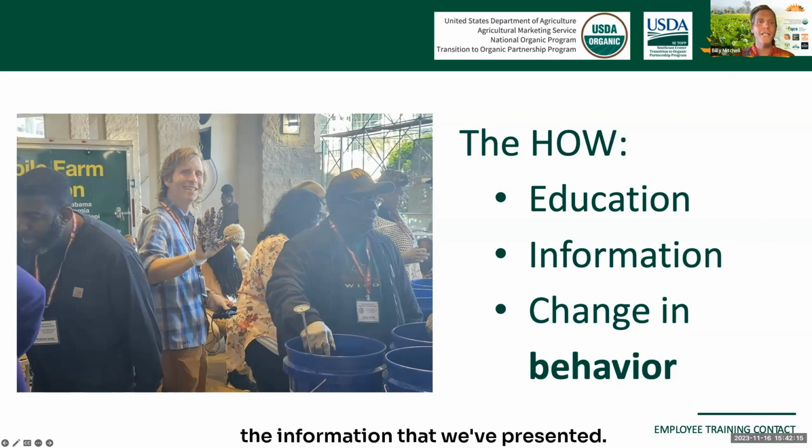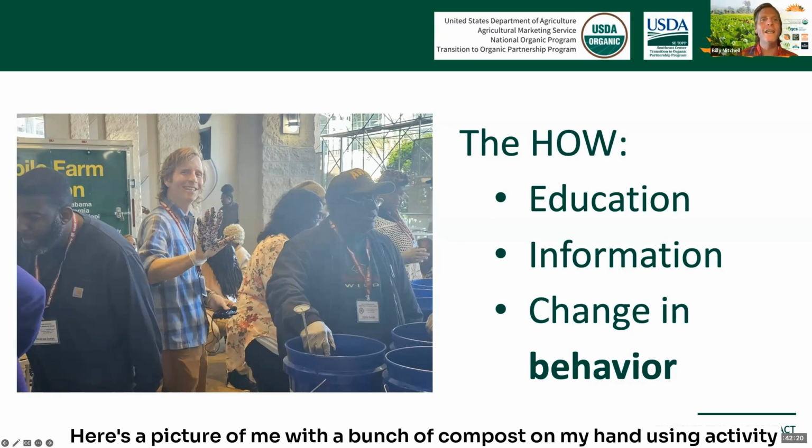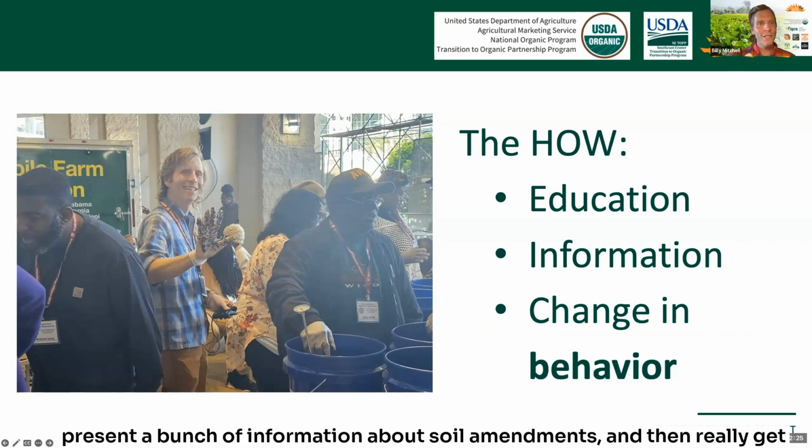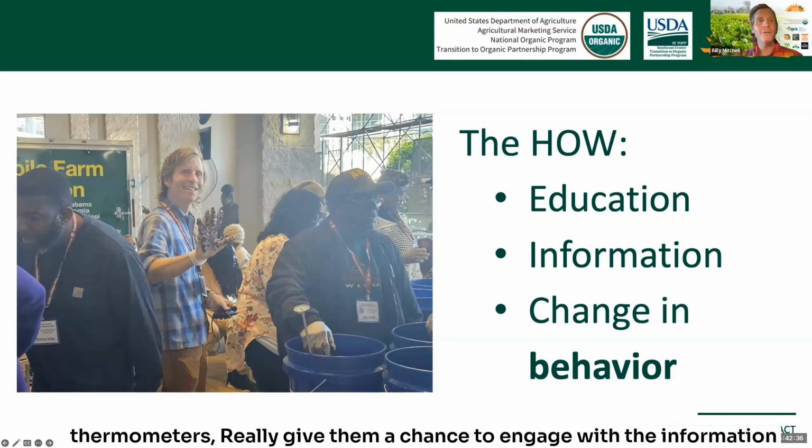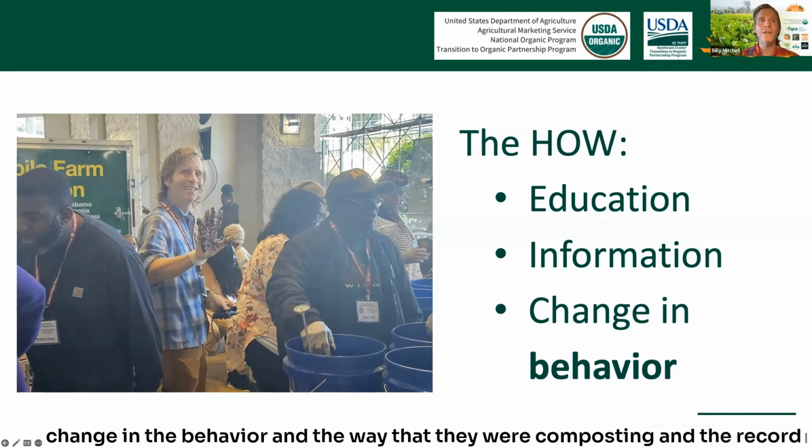we presented. Here's a picture of me with a bunch of compost on my hand, using an activity that the Produce Safety Alliance helped develop, where I had a chance to present a bunch of information about soil amendments, and then really get out there with these producers and squeeze some compost, look at some thermometers, really give them a chance to engage with the information. And hopefully they went back to their farms and were able to make a change in their behavior, in the way that they were composting and the record keeping.